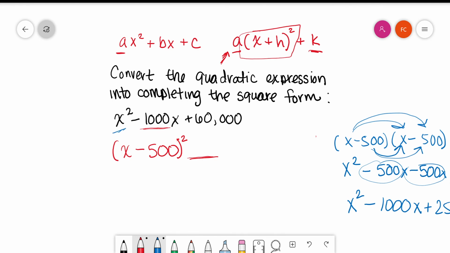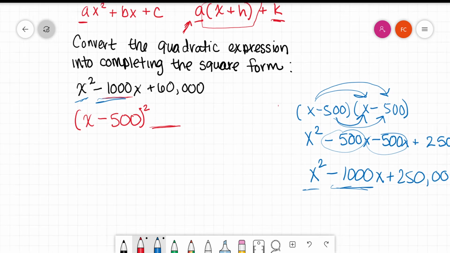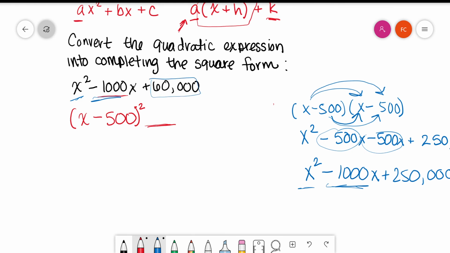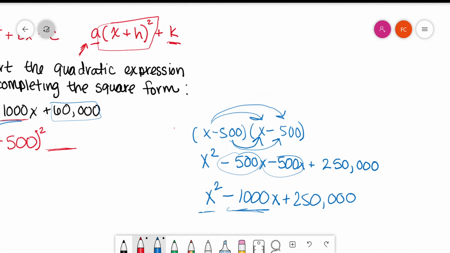Now remember, we want this to be equivalent to the original expression we were given back over here. We've got x squared, x squared. We've got negative 1,000x, negative 1,000x. The problem is this third term, our c value. They have 60,000, we have 250,000. So we need to figure out, well, what do I need to add or subtract from 250,000 to bring it down to 60,000? And if in your mind you're like, I don't know, you can always go off to the side and create an equation: 250,000 plus what is going to get me down to 60,000, which is what I want.